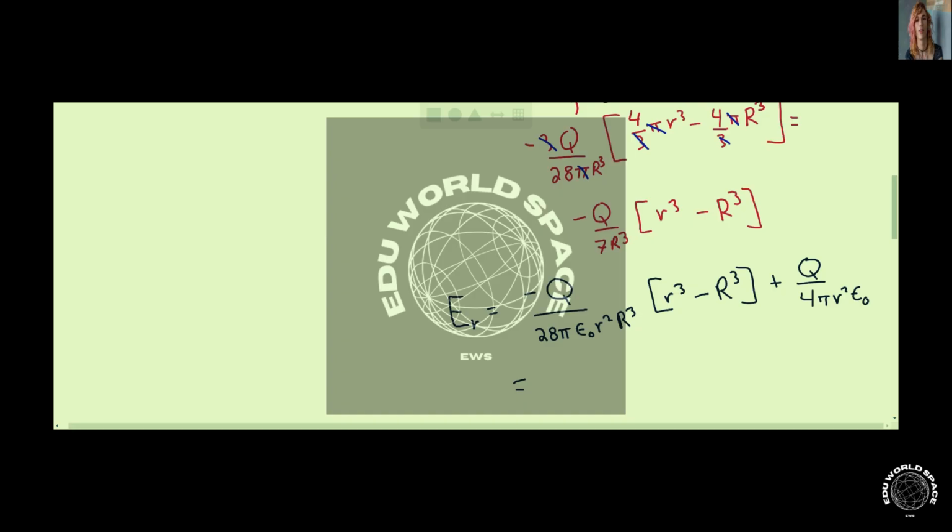This is Q over 28 pi epsilon naught times 8 over r squared minus r over R cubed. Kind of awkward, but the algebra will work that out.